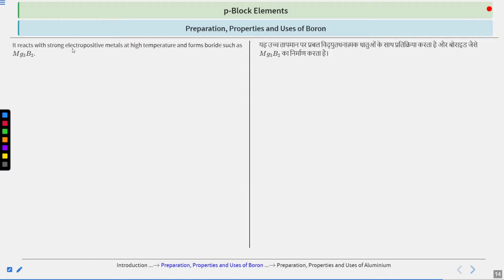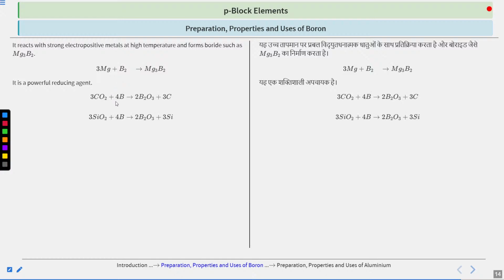Next, it reacts with strongly electropositive elements to form borides such as Mg3B2. So it's a simple reaction that happens at high temperature, and boron is a very strong reducing agent. So 3CO2 plus 4B gives us B2O3 again.